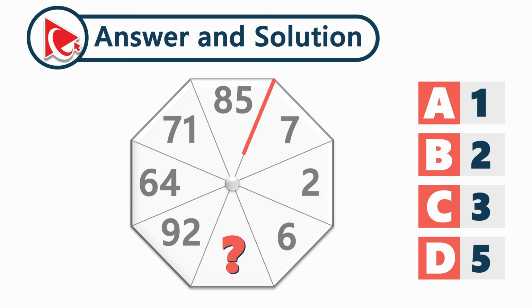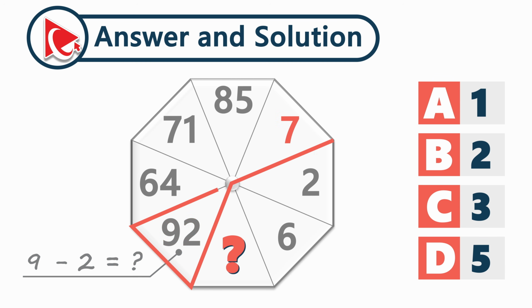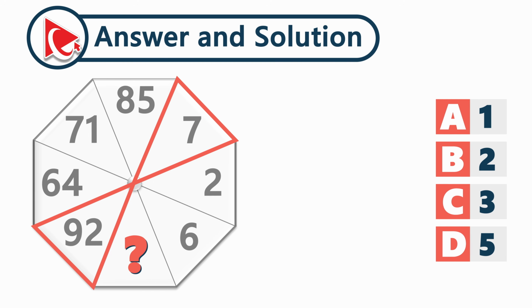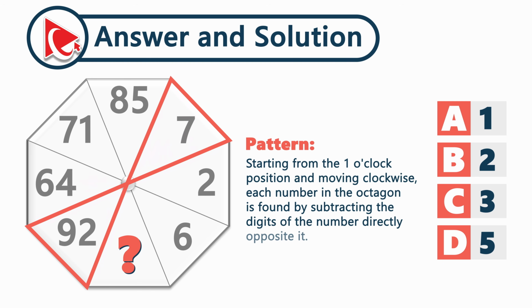Take a close look at the numbers starting at 8 o'clock. You have 2-digit numbers: 92, 64, 71, 85, and then there's a switch. Starting at 1 o'clock, all the numbers are single digits. And this is the key for us to detect the pattern. Take a close look at the number at 8 o'clock. It's 92. 9 minus 2 equals what? And we see number 7 at 1 o'clock, which means that the pattern here is that starting from 1 o'clock position and moving clockwise, each number in the octagon is found by subtracting digits of the number directly opposite it.